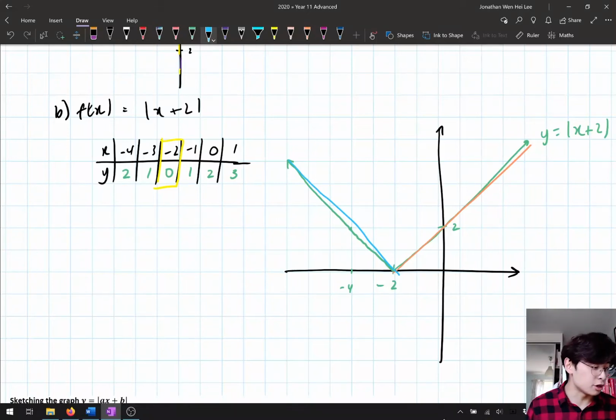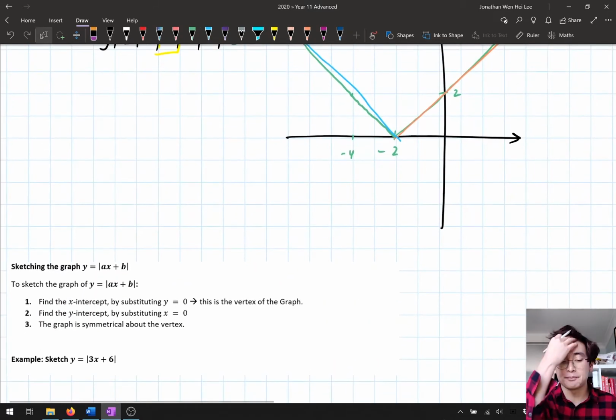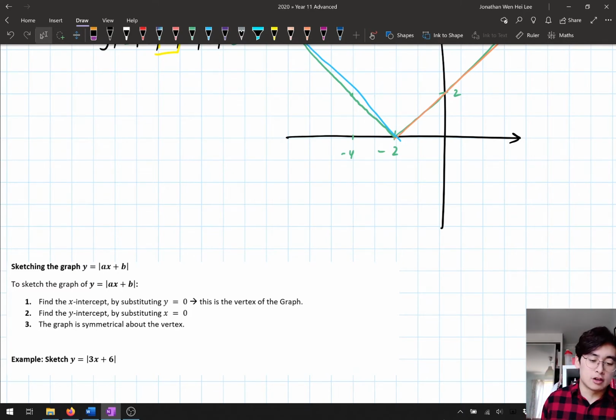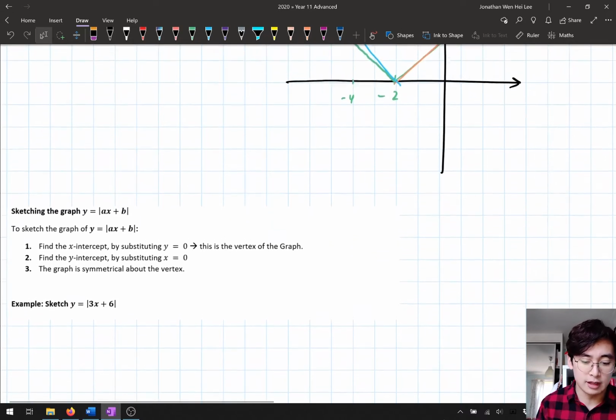What I'm actually going to do is go through how we sketch a general form of an absolute value function. So we have an absolute value function in this form, y is equal to the absolute value of ax plus b. To sketch it, we've got these 3 steps.